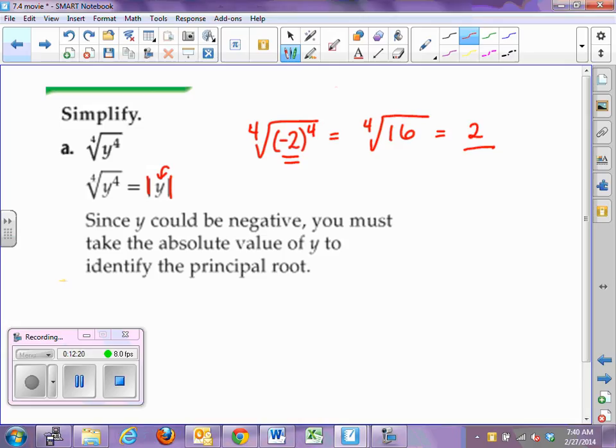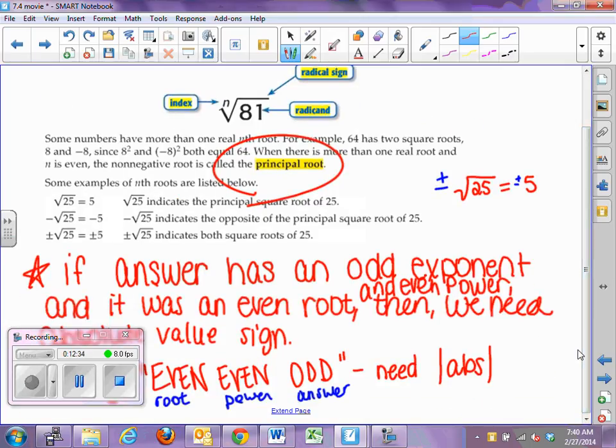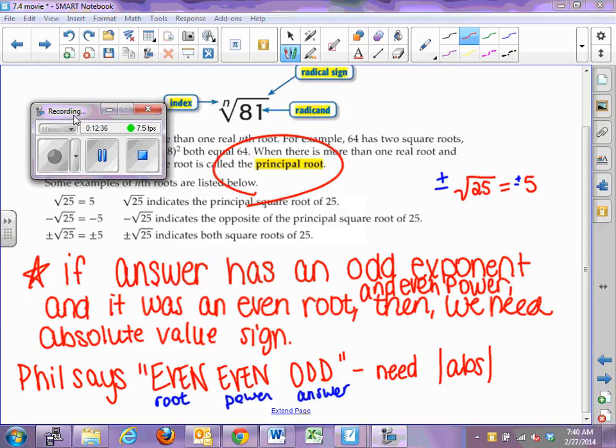Now, this came up periodically in the homework, and we were having a hard time realizing, when do I do positive? When do I do plus or minus? When do I do this or that? And so a student named Phil, I think he's a senior this year, I won't say any last names, he came up with this. He said, if the answer has an odd exponent, and it was an even root, and an even power, then we need an absolute value sign. So this is his way of remembering it.